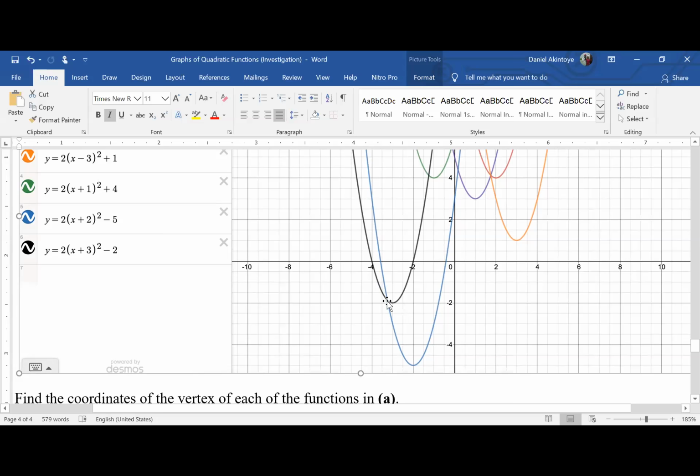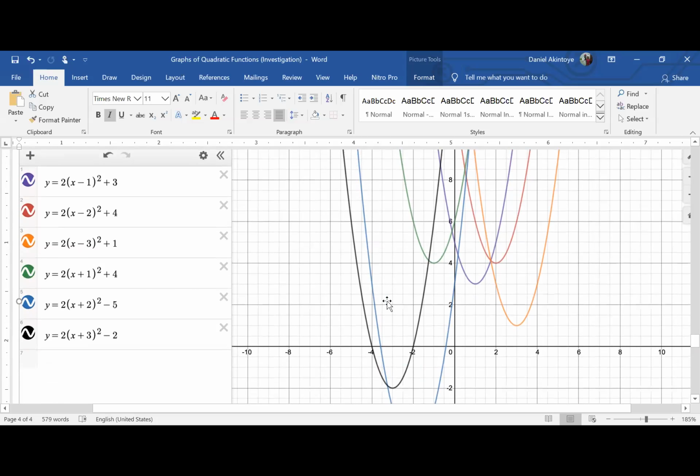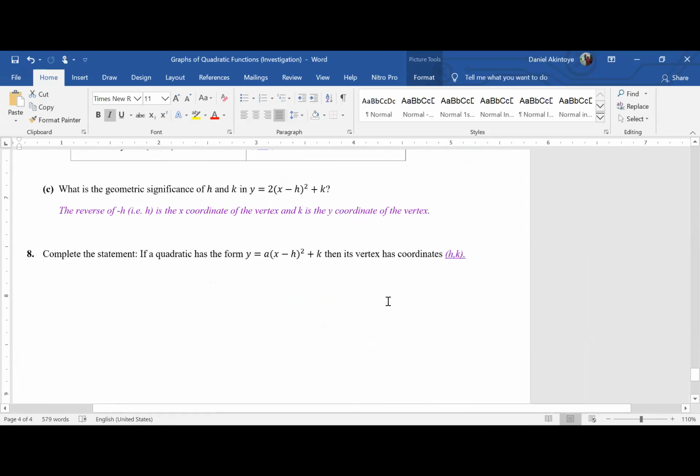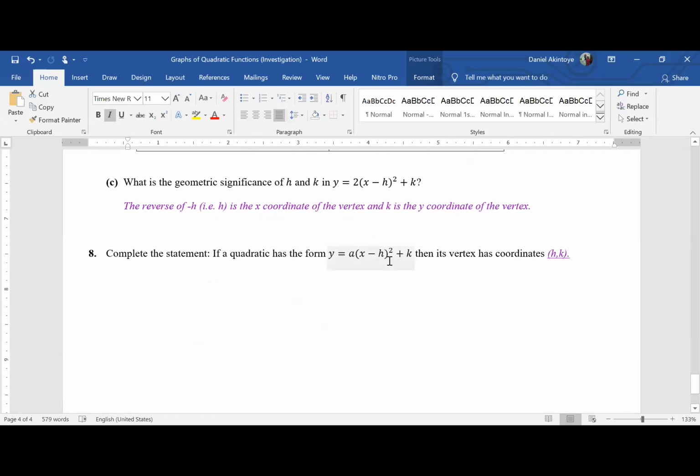So it is minimum because the values of A are all positive. If any of them was negative, you would get these values as the maximum values. That's what this is about. And the maximum value, or the minimum value, is the Y coordinate. The minimum or maximum value is usually the Y coordinate.